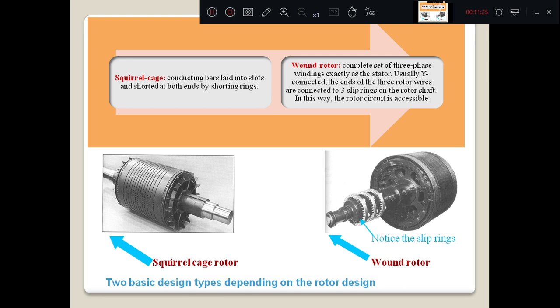Ultimately, the rotor construction consists of the rotor conductors. They are short circuited. That you have to remember. In the case of the squirrel cage induction motor, in the rotor itself they are short circuited, whereas in the case of the slip ring induction motor, the winding terminals are brought outside through slip rings and short circuited externally. These are the squirrel cage, and this is called the wound rotor.